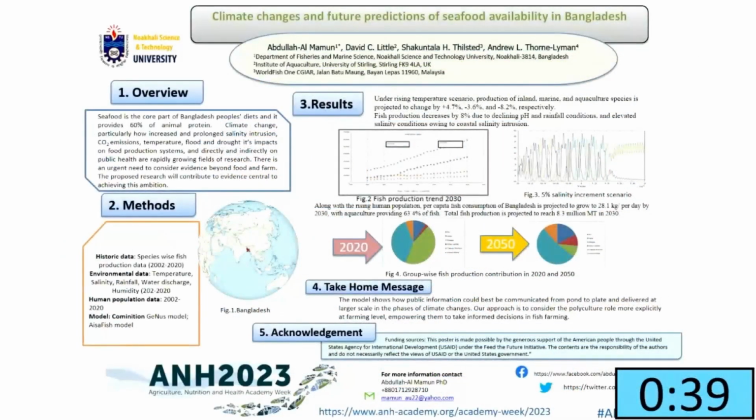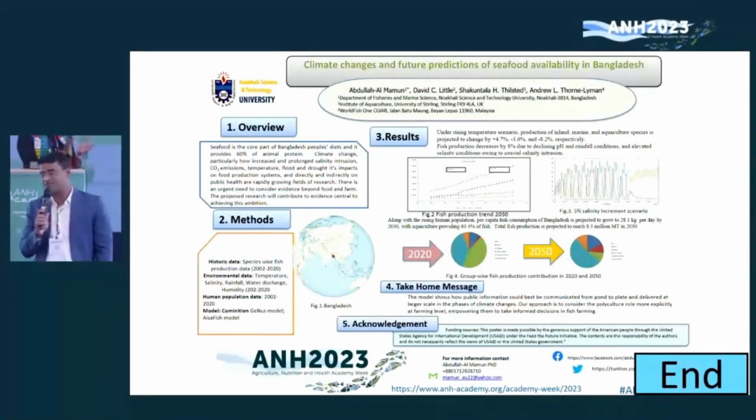We have considered historic data from the last 20 years in Bangladesh, like temperature, salinity, rainfall, pH, and water discharge, as well as the fish production data set and the population data sets. We used the Fish Asia model as well as the Janus model to make the predictions. We found that by 2030, fish production and consumption will be 50% higher. However, we lost some small indigenous fish species that are a very core part of the micronutrient supply. So in future, it will be devastating for nutrient security. Thank you.